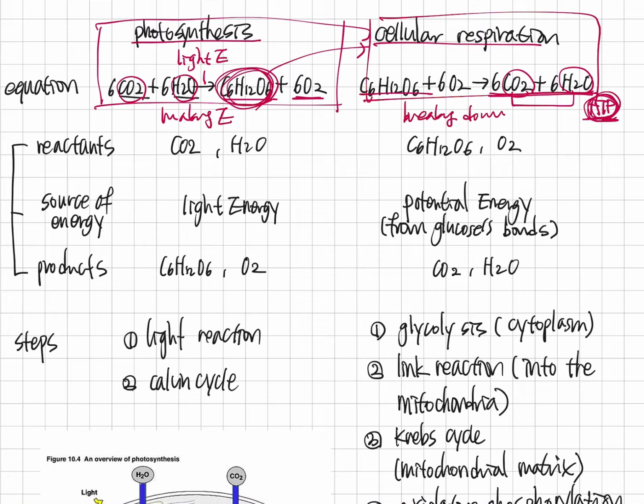So the reactants for photosynthesis are CO2 and H2O. You need these, but the main source of energy is light energy, and the products: glucose, obviously, we need this, and oxygen is created as a byproduct.